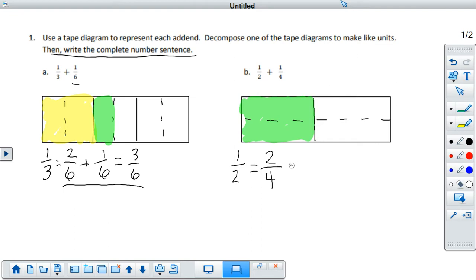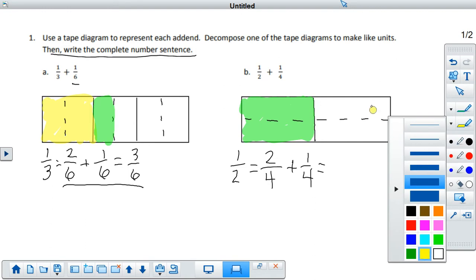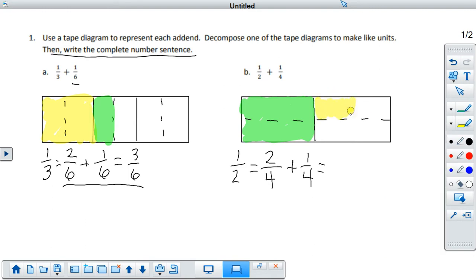Next, I want to add my 1/4. And that is equal to, let's highlight a different color, add 1/4. And now I can see that 1, 2, 3 out of 4 are shaded because 2/4 plus 1/4 is 3/4. Now you don't have to do different colors. I just did that to make it stand out on the video today.